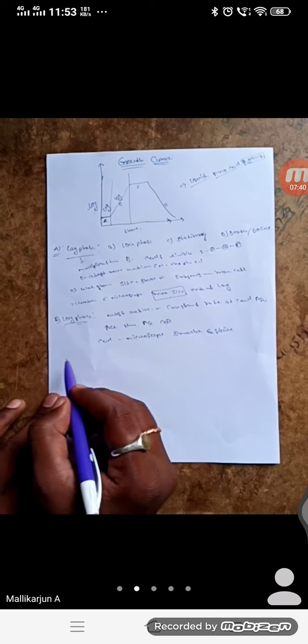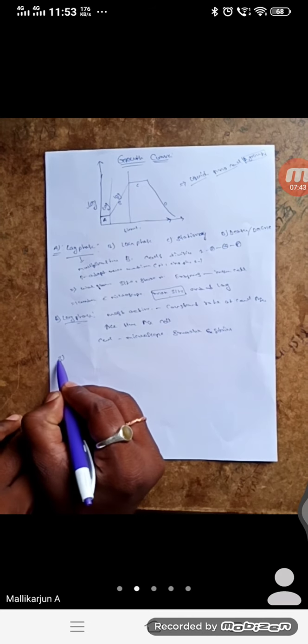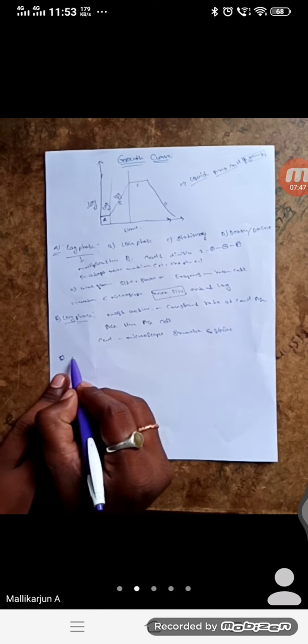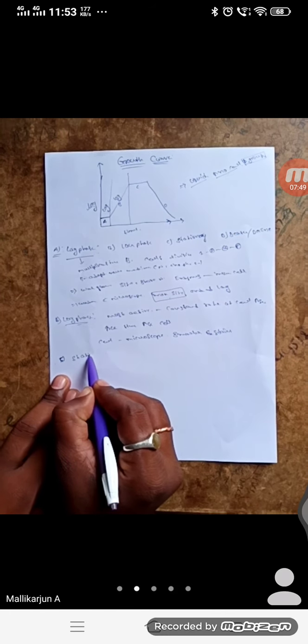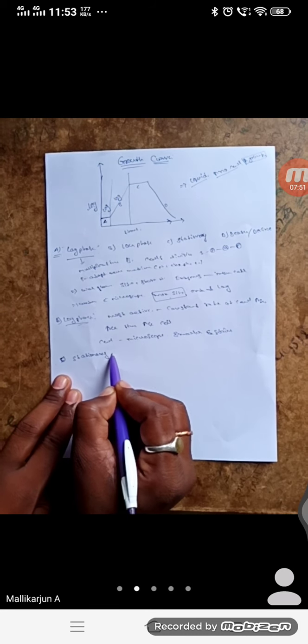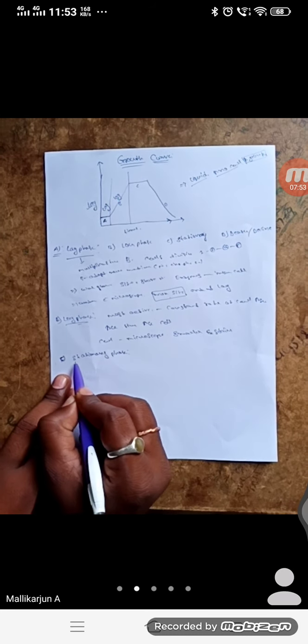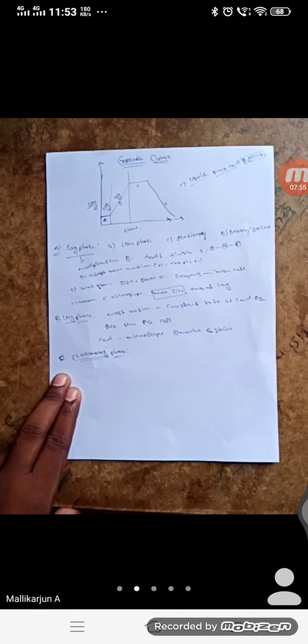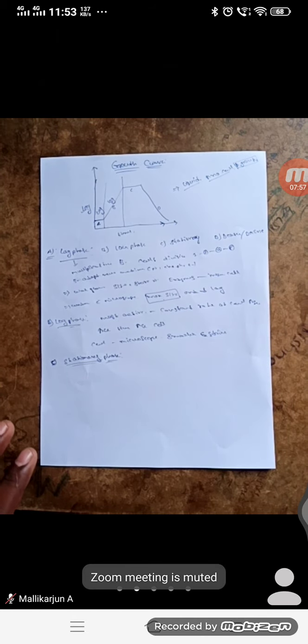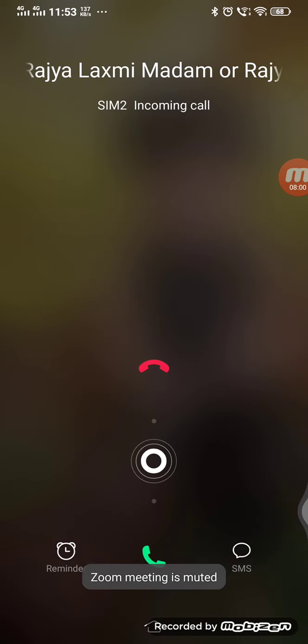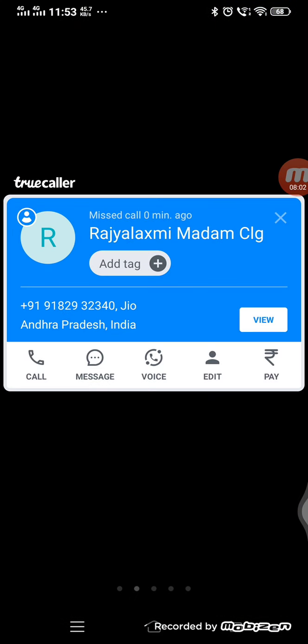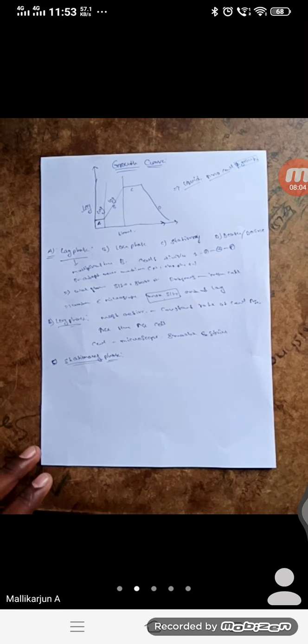The next phase is the third one, C. Phase C is nothing but the stationary phase. So what is the stationary phase? In the stationary phase we observe the following. What is the importance of the stationary phase?